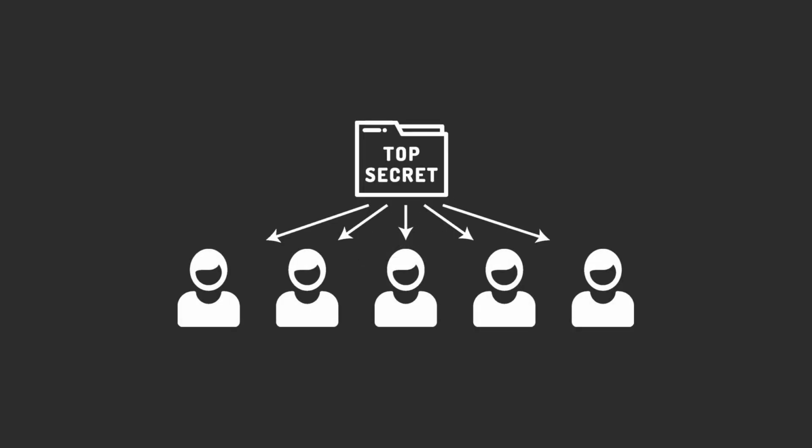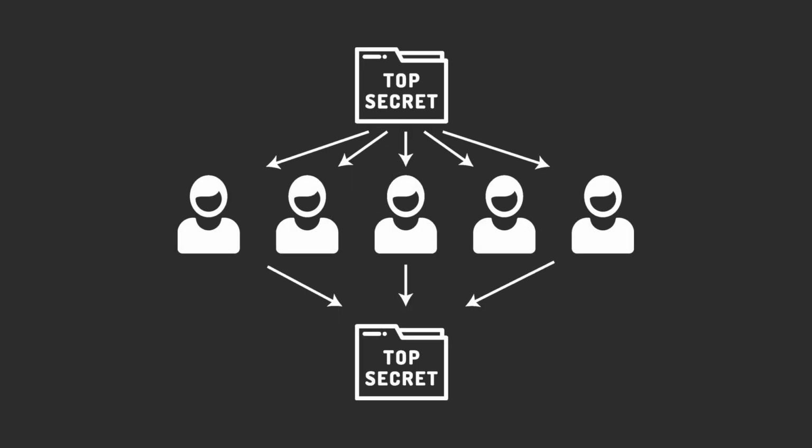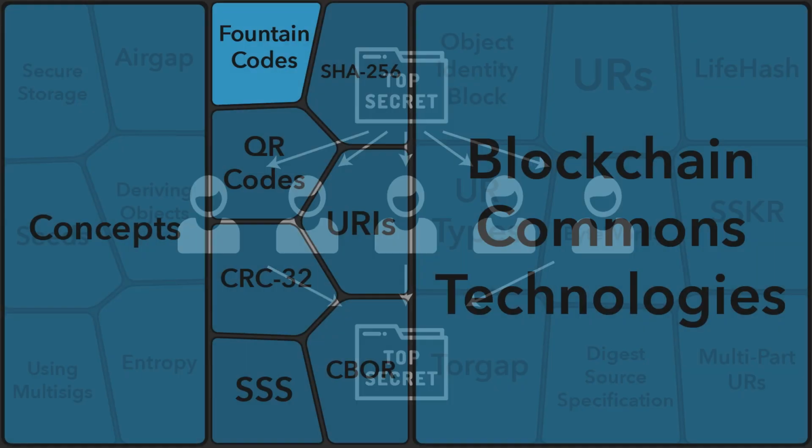For example, you can split your seed into 5 shares with a threshold of 3. You would then give a share to each of 5 friends. If, at some point, you need to recover your seed, you would only have to successfully contact 3 of those friends for recovery. Blockchain Commons uses SSS as the mathematical foundation for its Shared Secret Key Reconstruction, or SSKR, solution we will describe shortly.